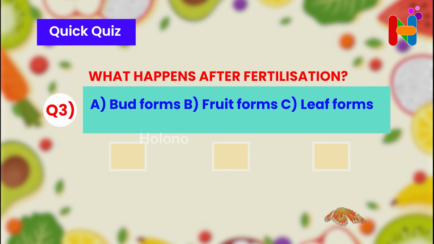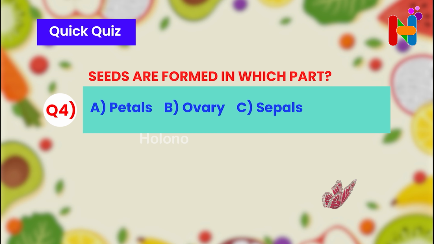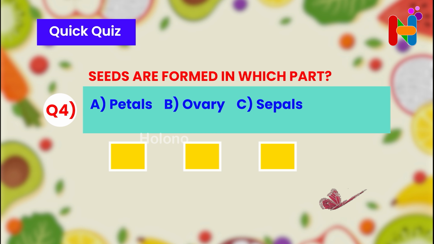Question 3. What happens after fertilization? A. Bud forms. B. Fruit forms. C. Leaf forms. Question 4. Seeds are formed in which part? A. Petals. B. Ovary. C. Sepals.